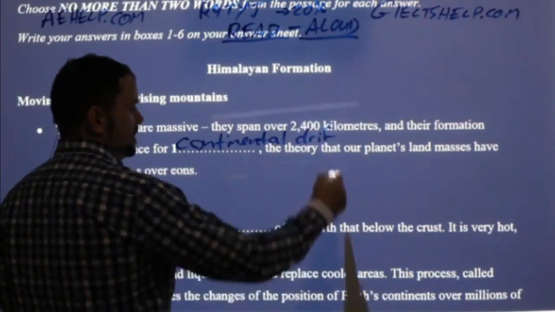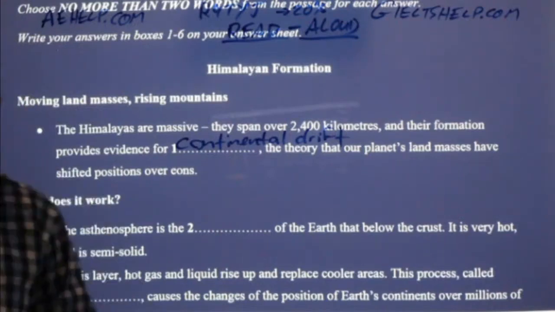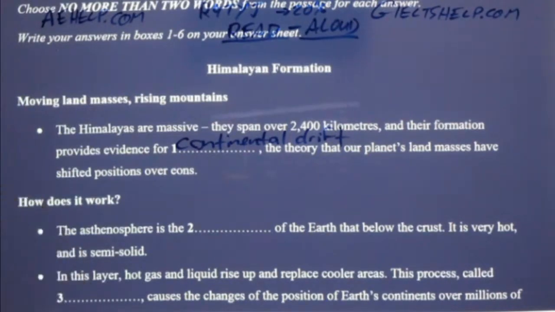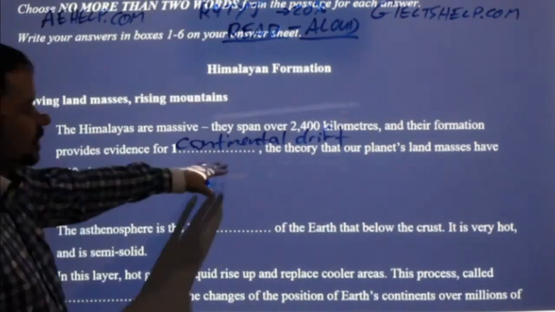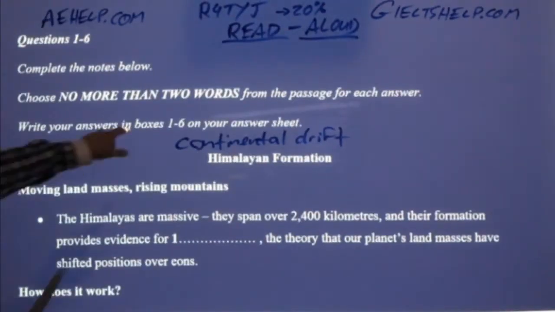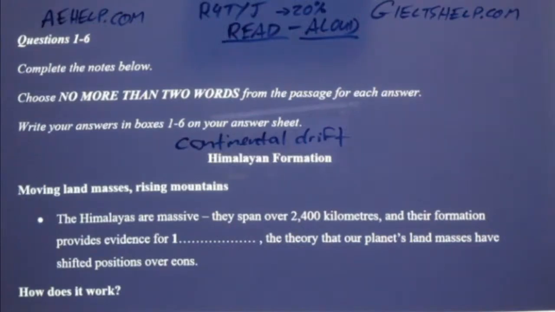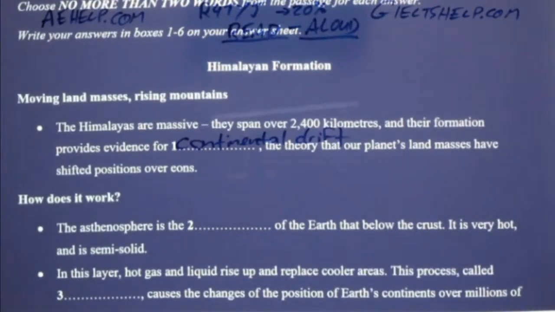Okay, hopefully everybody got that. Continental drift. It's mentioned 3 or 4 times in the text. It's repetitive. When you have repetitive information like that, you definitely know that it should be the right answer. No more than 2 words. So right away you have a 2-word answer here, continental drift.